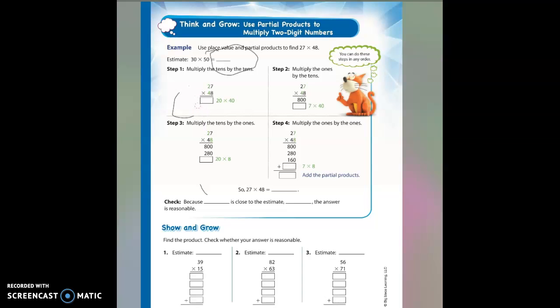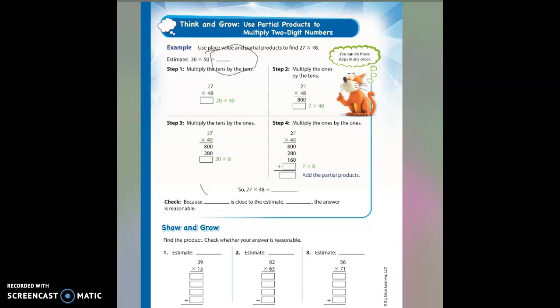But you can see what they did is they multiplied the 20 times 40. And so you can solve that. What is 20 times 40? And then step 2, they multiply the ones by the tens. So then they do, what is 7 times 40? Then they switch it up.